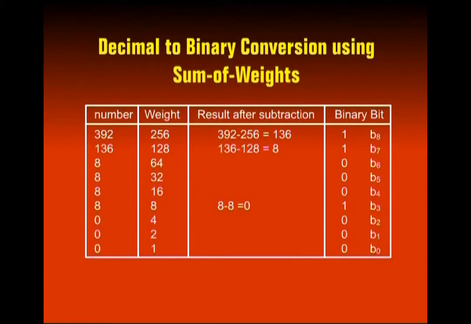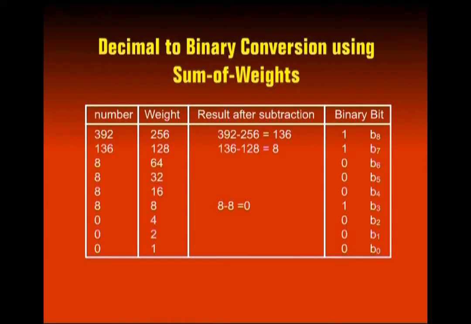into binary. Consider the decimal number 392, which is to be converted into binary. The highest weight that is smaller than 392 is 256. The next highest weight is 512, which is not smaller than 392. So as the next step in the conversion process, one is written at bit position 8 to represent the weight 256. Why bit position 8? Because bit position 8 represents the weight 256.